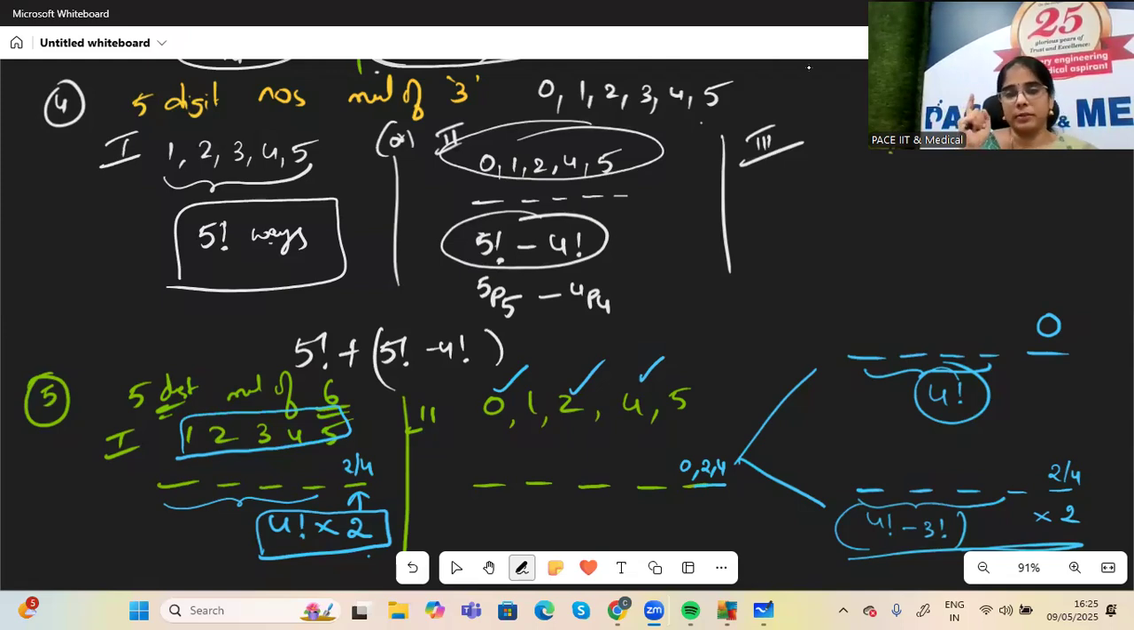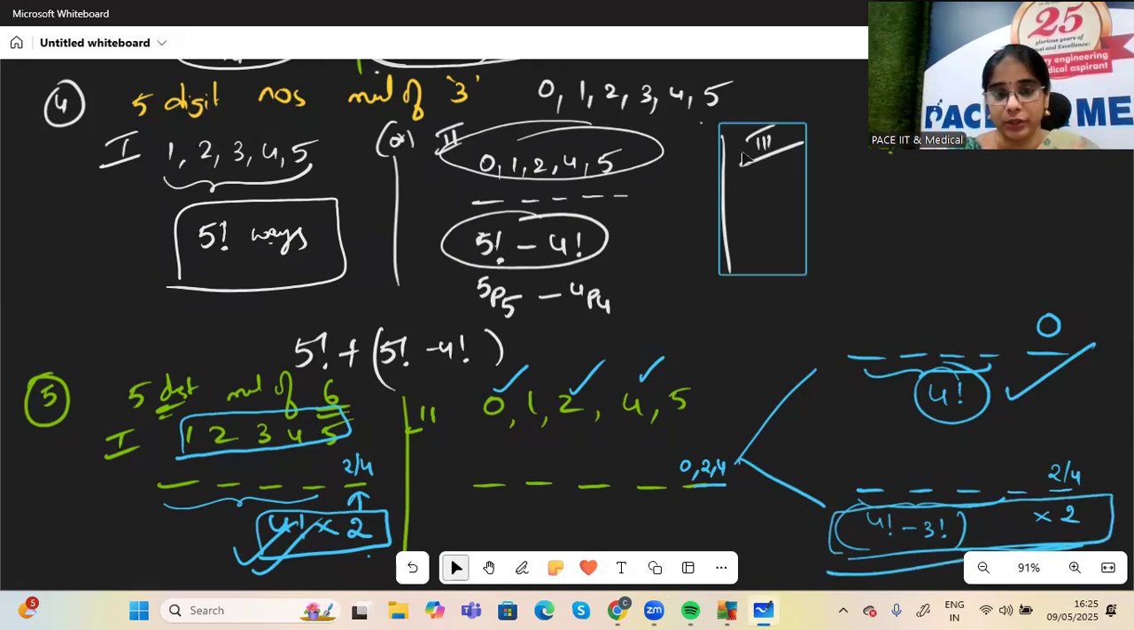So basically, for my divisibility by 6, the first case is 4 factorial into 2 factorial. That is one thing. And the second case is again split like this plus this. All this you need to add to get your final answer here. Just check very carefully.